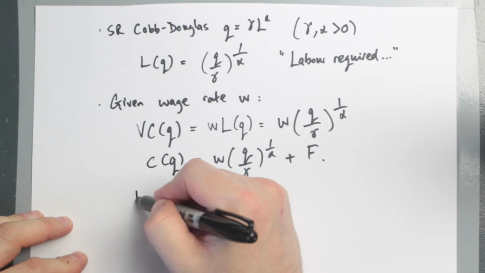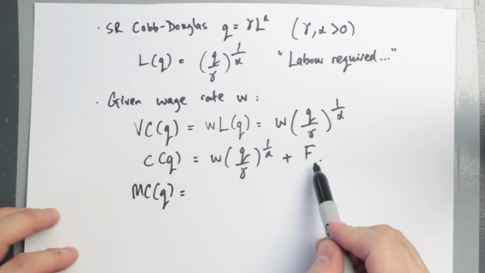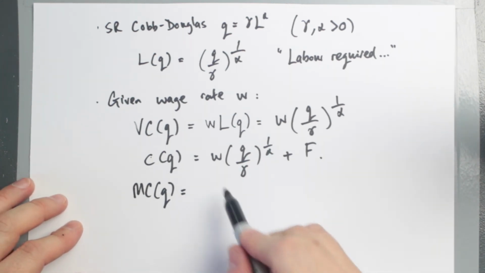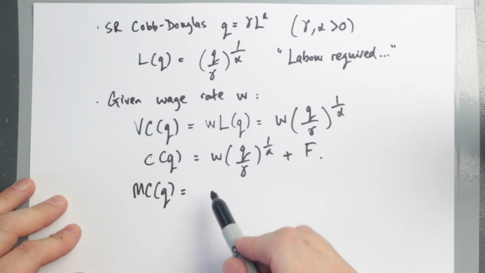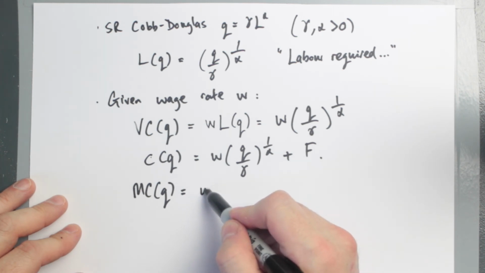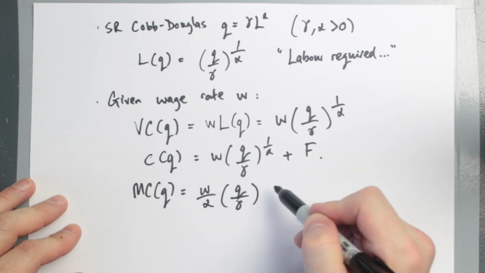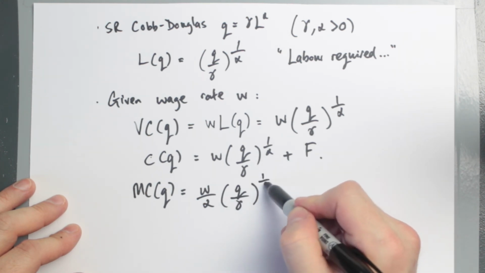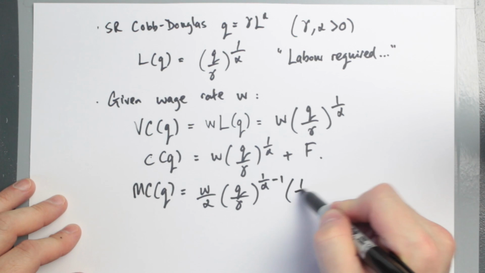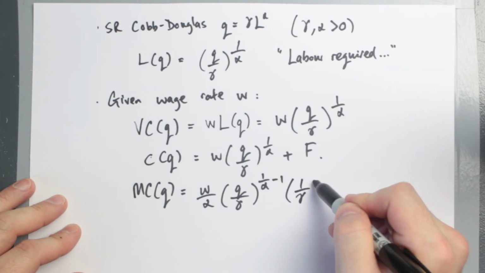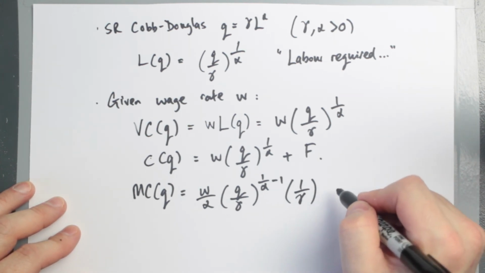Okay, in particular, we can calculate the marginal cost of this. So the marginal cost of output Q, of course, fixed cost won't enter into this. So we could differentiate this expression here. So let's differentiate this. We could use the chain rule here and write W over alpha, Q over gamma to the power 1 over alpha minus 1, and then differentiate inside the bracket. Inside the bracket would be 1 over gamma. Okay, so there's our marginal cost function. Could do with some tidying up.